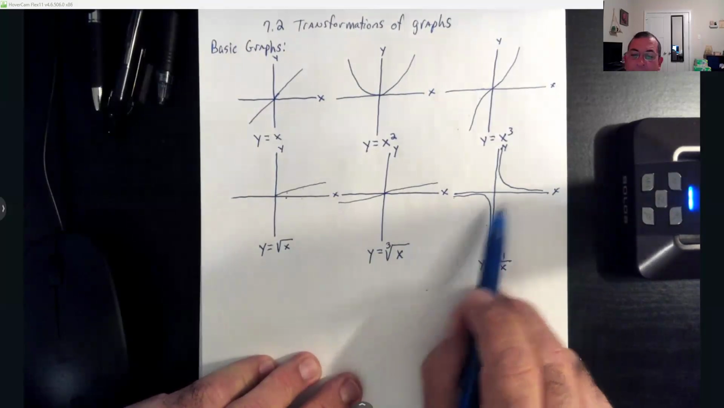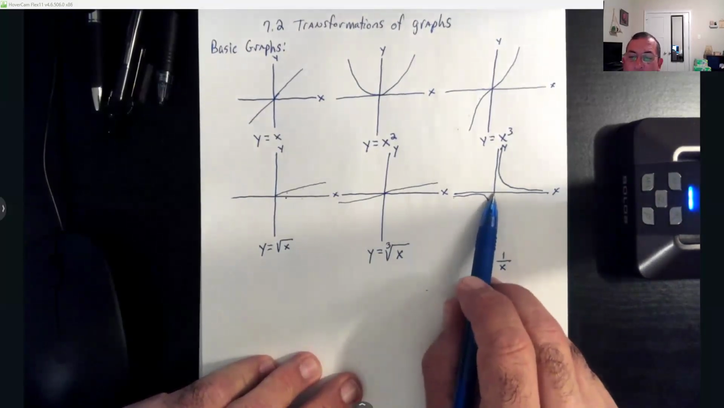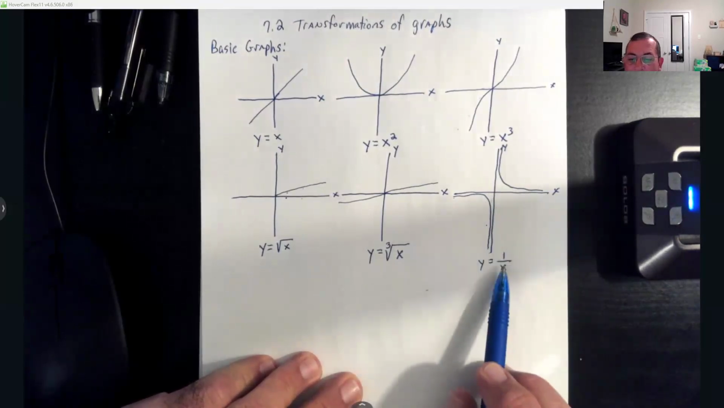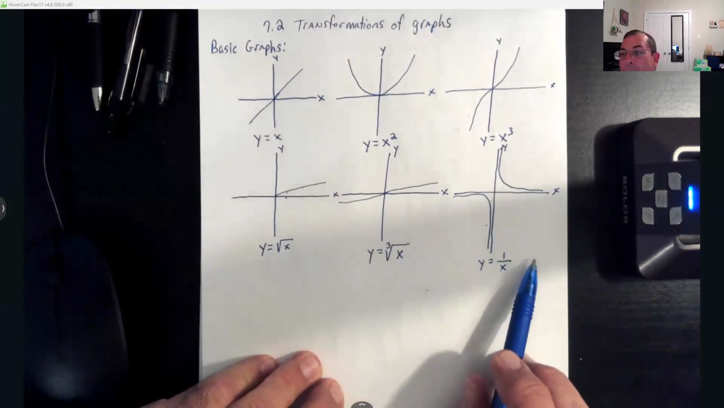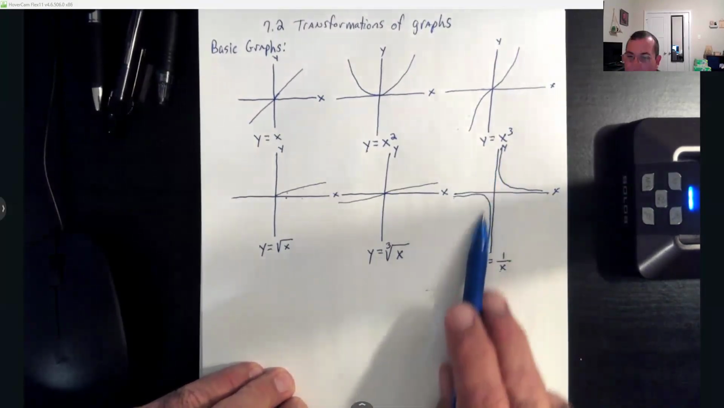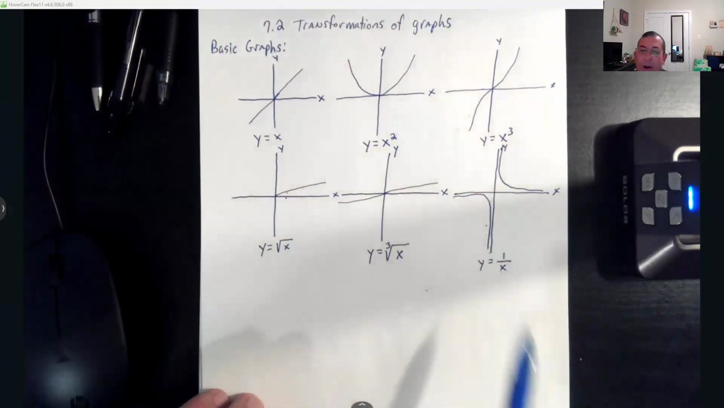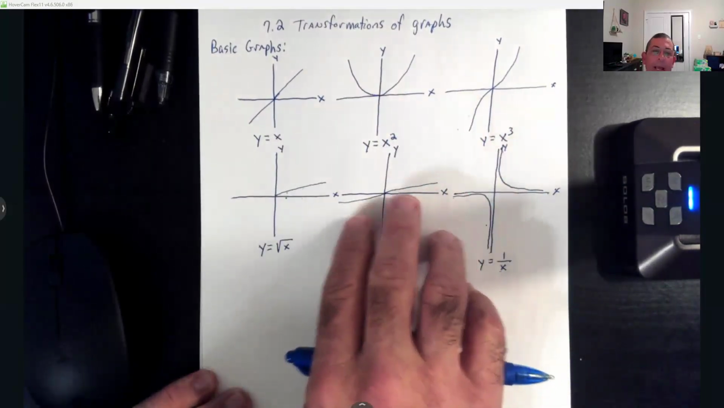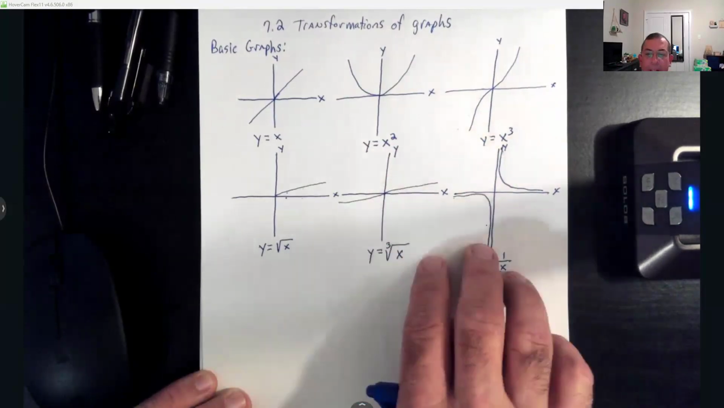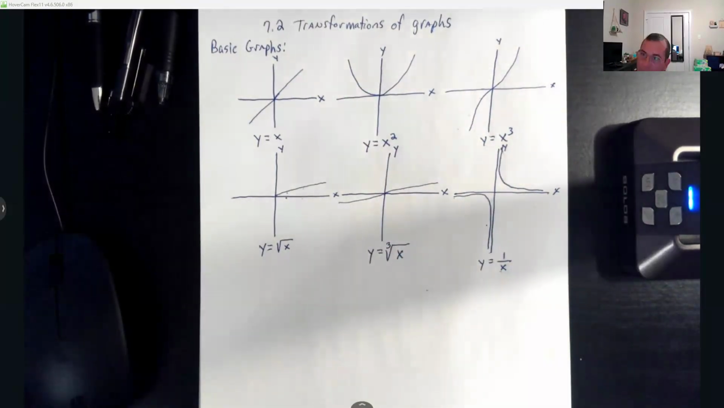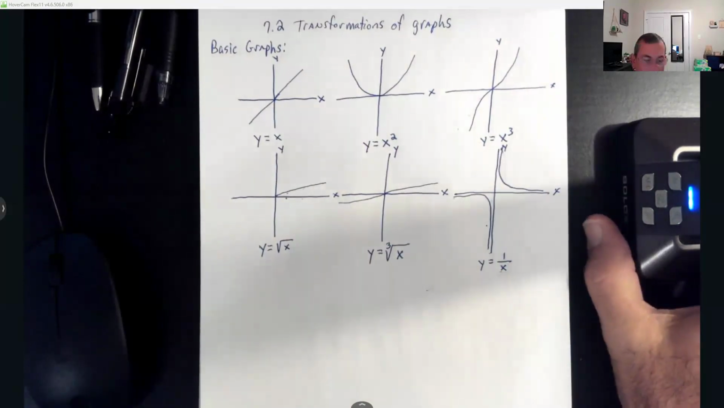Now, this graph cannot cross over the y-axis because that's where the x value is 0. And if we had a zero in here, that would make it undefined. So that graph cannot cross over where x is zero, okay, because of that fraction. Now, we don't have to know much about these graphs other than that these are the basic shapes. And these are the shapes we're going to be moving around in a little bit, okay?